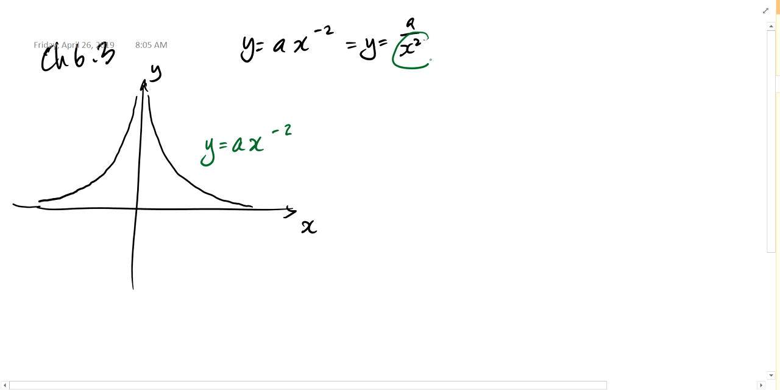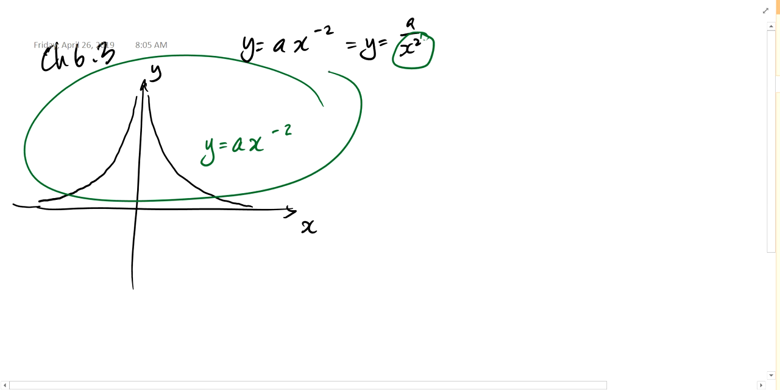Because anything squared will be positive, right? So, are you making an assumption about the value of a? What is the assumption you are making? You are assuming a is positive, right? Because if a is positive, x squared must be positive. Positive divided by positive will be positive. That's why the graph is above the x-axis.